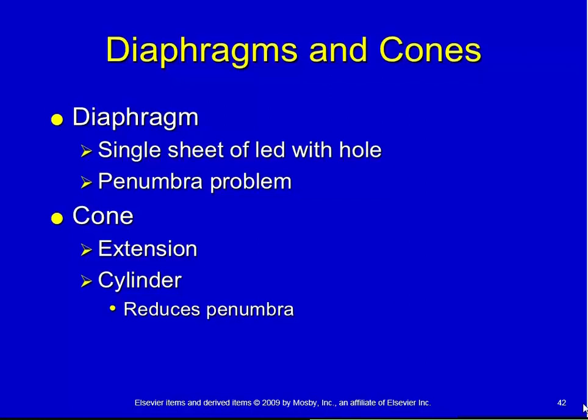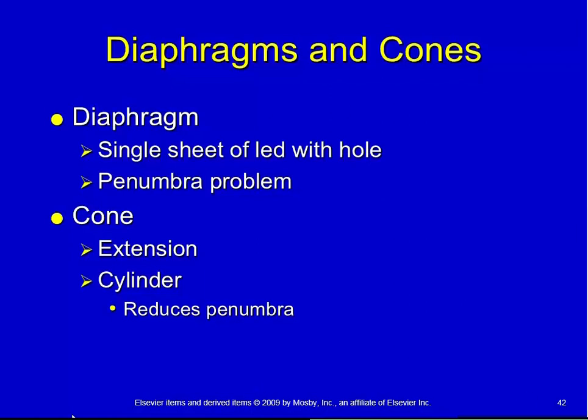So diaphragms and cones. A diaphragm is a single sheet of lead with a hole in it. It can increase penumbra issues, so you can actually reduce sharpness of recorded detail with diaphragms. And again, we've got cylinder cones and extension cones, and in the case of the cones, because they're three-dimensional, they can absorb some of the off-focus radiation and reduce the penumbra that might be visible with the diaphragm.